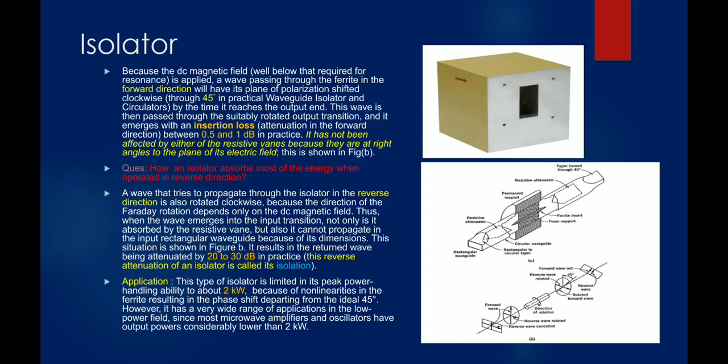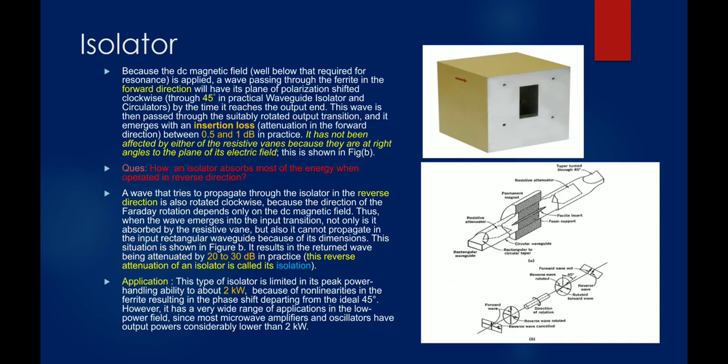This wave is then passed through the suitably rotated output transition, and it emerges with an insertion loss, an attenuation in the forward direction, between 0.5 and 1 dB. So there is insertion loss when it is connected in, say, a microwave test bench. The insertion loss could be between 0.5 and 1 dB. In practice it is not affected by either of the resistive bands because they are at right angles to the plane of its electric field, as shown in the adjacent figure B.